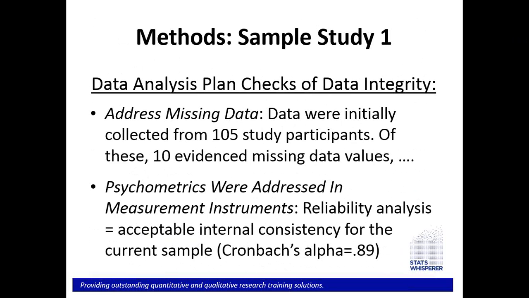And here, 5 is kind of a small number, but if it was like 20 or 30, we could have done an analysis looking for bias regarding excluded participants due to missing data, which we mentioned in the check of data integrity / missing data. Now, the psychometrics, the measurement tools. The next bullet: psychometrics were addressed in measurement instruments. Reliability analysis equaled an acceptable amount of internal consistency for the current sample on our happiness scale. Okay, so there we go. We've covered our bases.